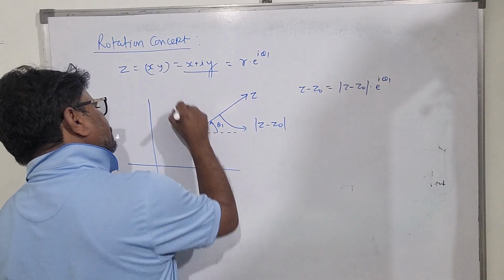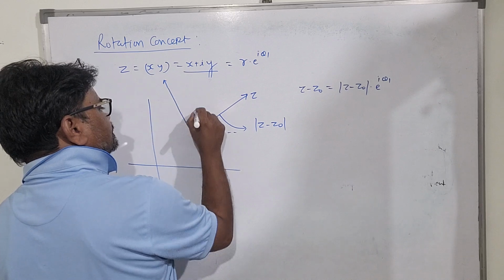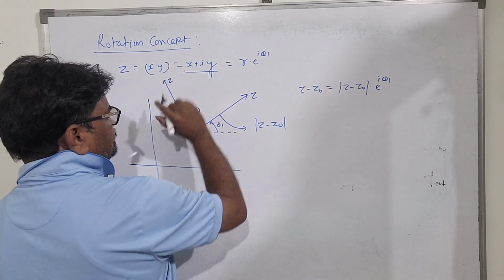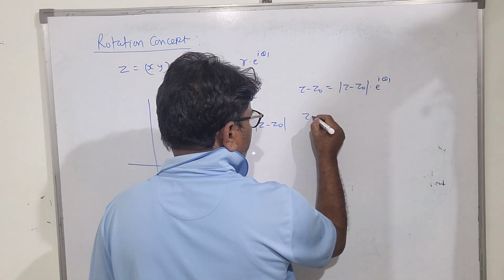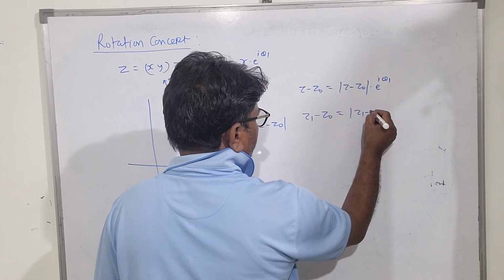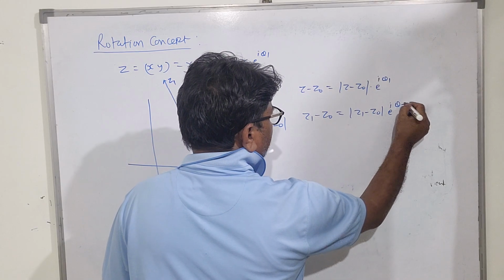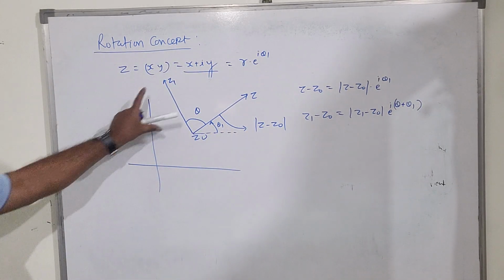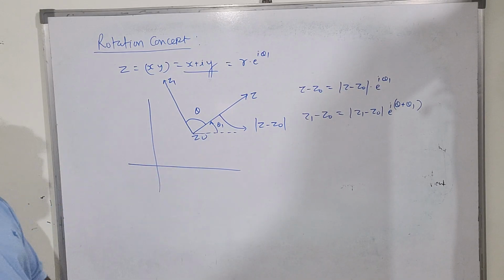And now it is being rotated by theta degree to get this another arrow. Suppose this is z1. So z1 minus z naught is the modulus of z1 minus z naught times e to the power iota (theta plus theta 1). Correct? Because the argument of this arrow, or this complex number z1 minus z naught, is theta plus theta 1.